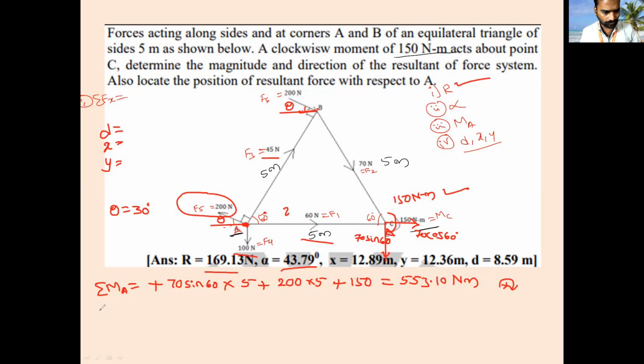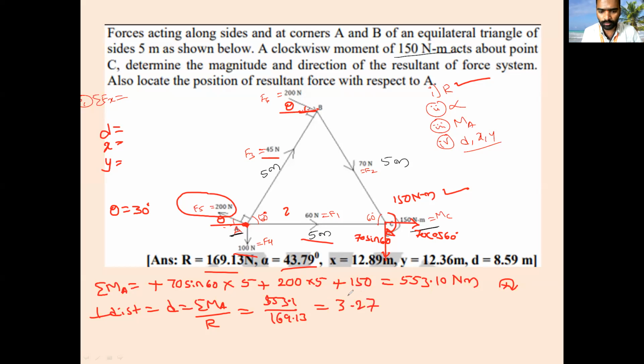Next, perpendicular distance. So how to find out the perpendicular distance? Distance D is equal to summation of moment about A divided by resultant force R. What is the summation of moment about A? 553.1 divided by R. What is the value of the resultant? It was 169.13. Calculate the value of D. 3.27.